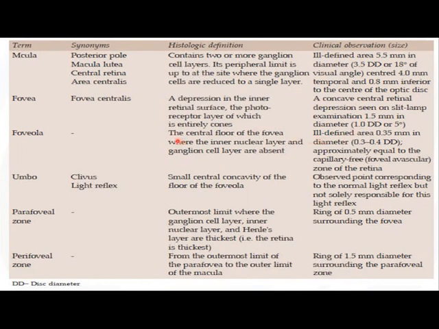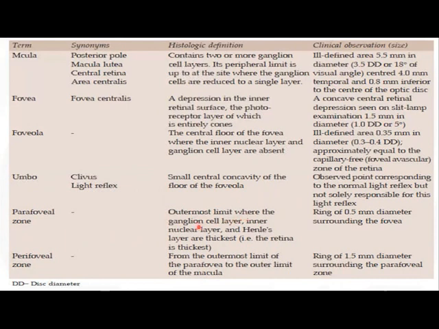The foveola, in histological definition, is the central floor of the fovea where the inner nuclear layer and ganglion cell layer are absent. In clinical observation, it's an ill-defined area of 0.35 millimeter in diameter, or 0.3 to 0.4 disc diameter, approximately equal to the capillary-free zone of the retina. The umbo is a small central concavity of the floor of the foveola. Its other name is the foveolar light reflex. Clinically, it is observed as a point corresponding to the normal light reflex, but is not solely responsible for this light reflex.